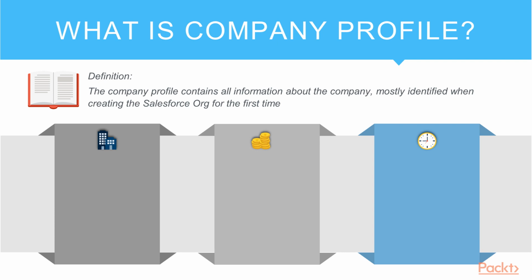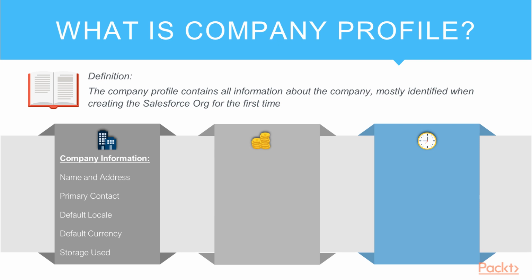The company profile contains all information about the company, mostly identified when creating the Salesforce org for the first time. You can split the information in three areas. The first set of information contains the company information. It's an overview on the company details, which normally are set up the moment you get your first org. Then there is the default locale and default currency. We'll cover those in the next two videos.